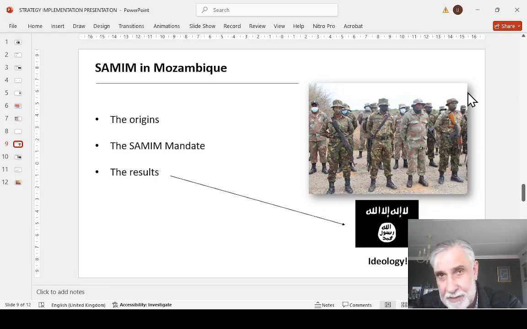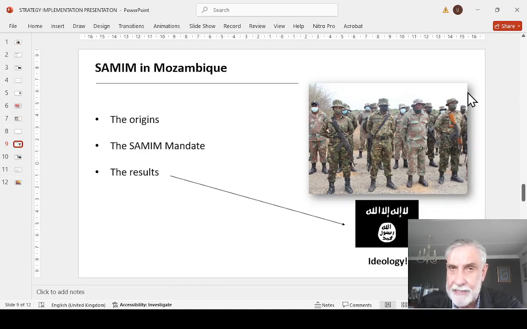Cabo Delgado in the far north of Mozambique is known by the locals as Cabo Esquecido, meaning the Forgotten Cape. And that summarizes really how the organization started. It's pretty much the same situation as how Boko Haram started in Nigeria. So what happened there is that there was nothing going on in that province. It was completely forgotten for all practical purposes by the central government.